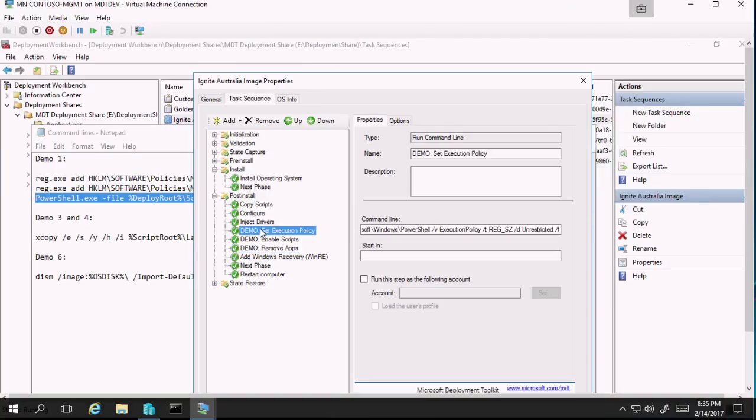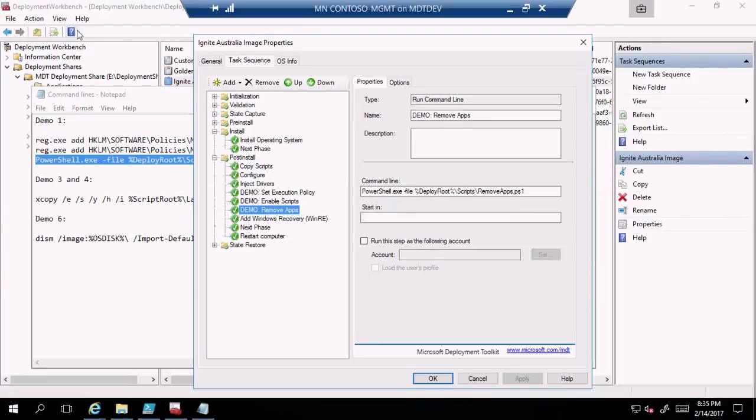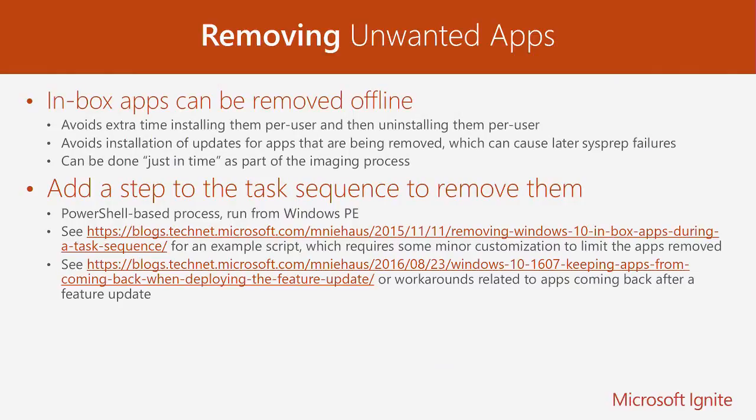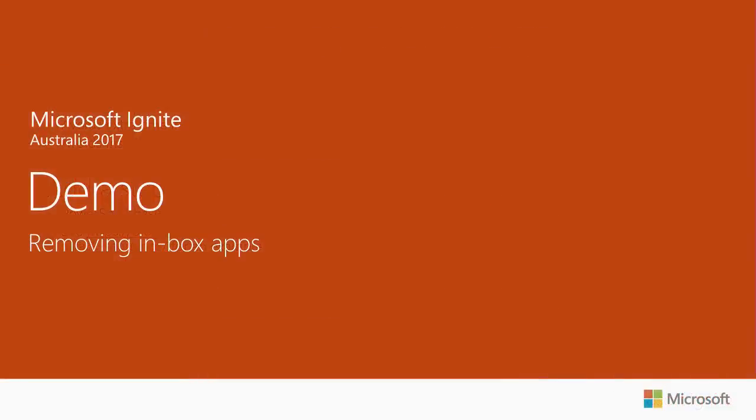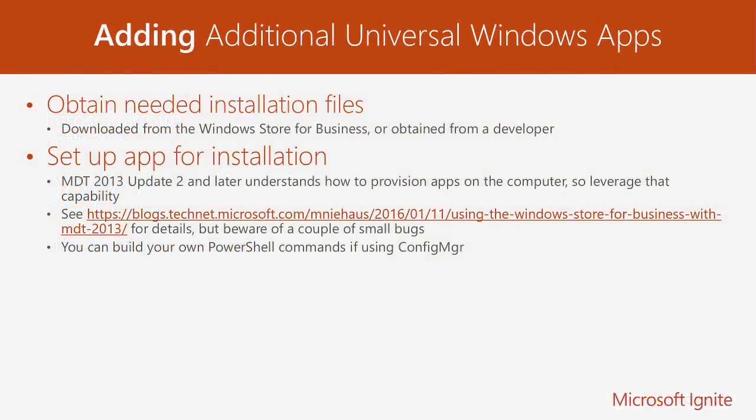So setting the execution policy, enabling scripts, and then running the removeapps.ps1 script, which will read that removeapps.xml file to control then what apps actually get removed. So that's the simple way of getting rid of those inbox apps. The next step would be, well, maybe we want to add an app.